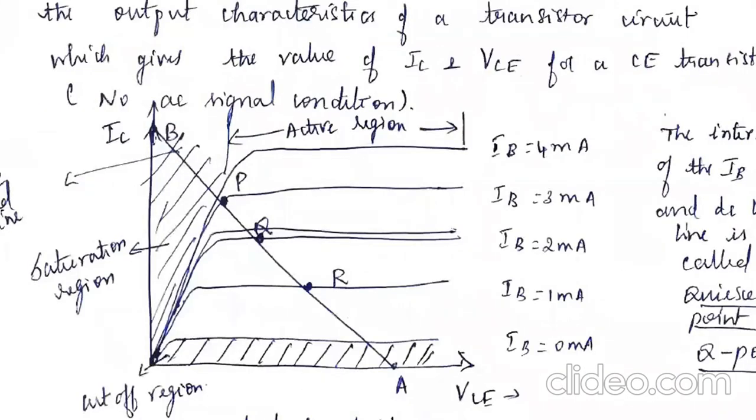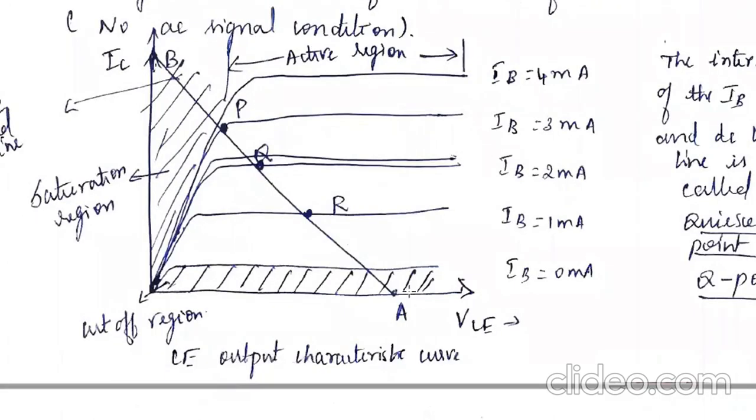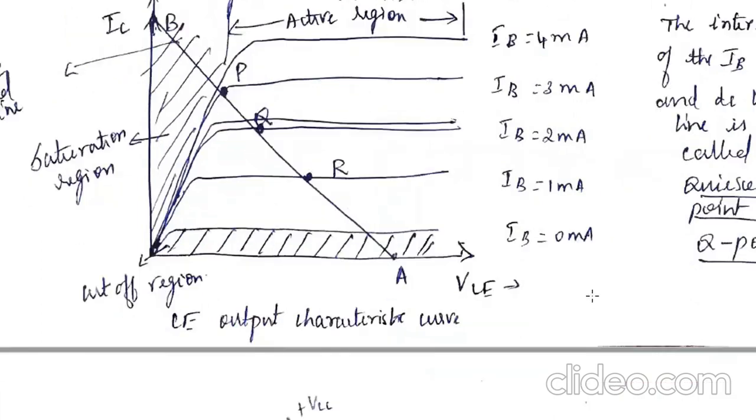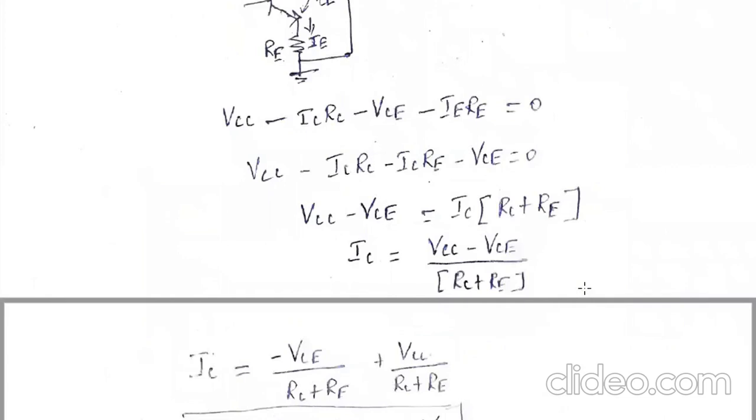Go back to the circuit diagram of the output characteristic graph. Here we want to find point A and point B. If we find the values of point A and point B, then joining the two points will give the DC load line, and wherever the DC load line intersects the IB current curve will denote the Q point, the operating point. Now we'll see how to get point A and point B from the fixed bias circuit.